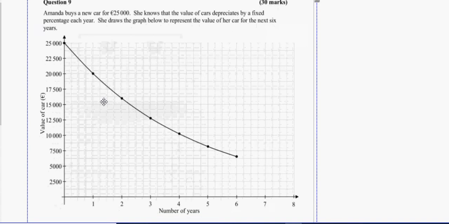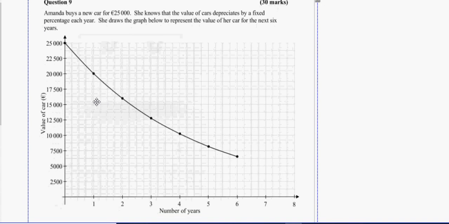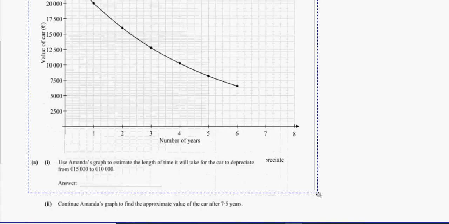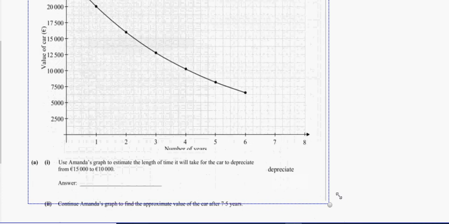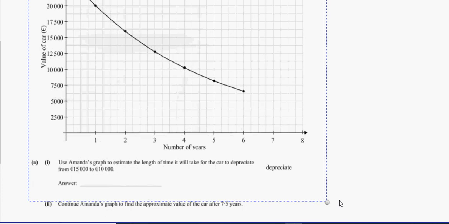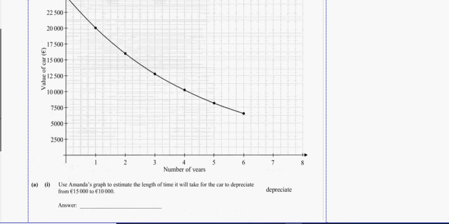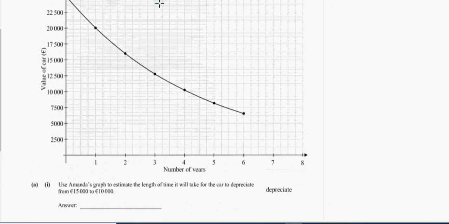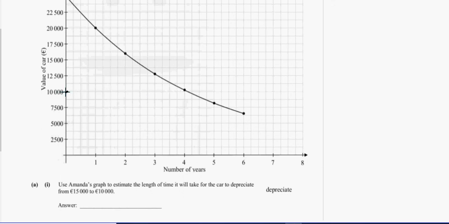Amanda buys a car, guys. Amanda buys a car, and it follows the trend in the graph. Now, use Amanda's graph to estimate the length of time it will take to go from 15,000 all the way down to 10,000. This should be easy money. 10,000 is located here. So go to 10,000 and go across and down. I think 10,000 is roughly 4 years in. Would you agree with that?